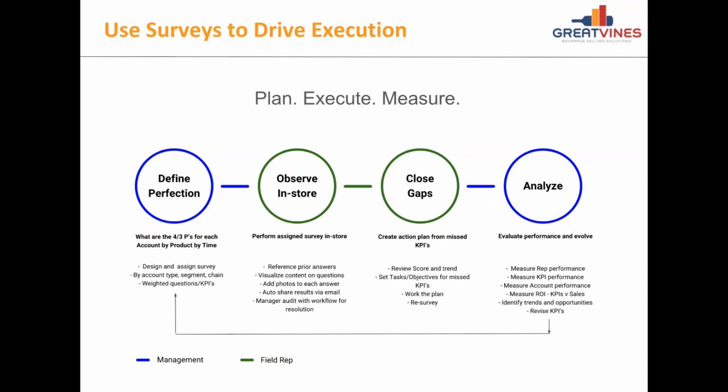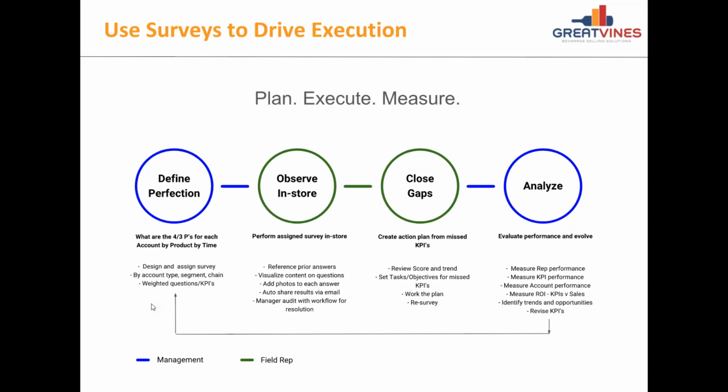Immediately after answering their questions on the survey, they're going to be able to create tasks or objectives for themselves to close the gaps and work on the things that they missed on that perfection survey. And then, of course, the analysis is the follow-up, where you're able to measure everything from rep performance to performance against each KPI or question by account, and even start to measure trends and opportunities and the ROI of executing one of these KPIs versus the actual sales in the account. Then you're able to revise and evolve your strategy and continue the process.